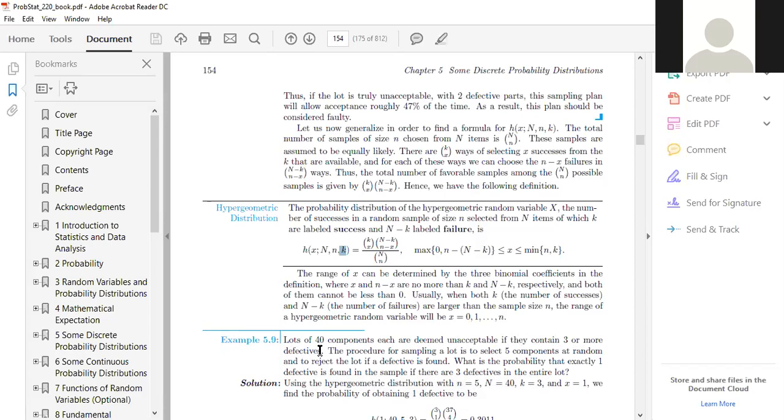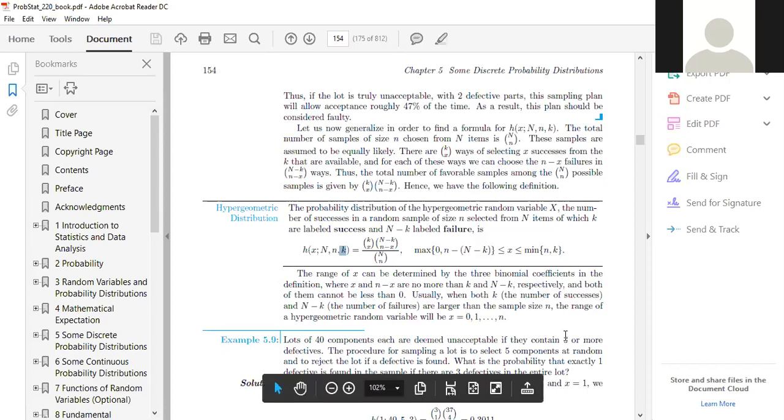No, not acceptable. But in which case is it not acceptable? It is not acceptable when the lot contains 3 or more defectives, right? So please keep this in mind, that small k equals 3 in this particular example. The procedure for sampling a lot is to select 5 components at random. Now, out of this 40, you are going to select 5 components at random, meaning my small n equals 5, and to reject the lot if a defective is found. Okay, what is the probability that exactly 1 defective is found? Meaning my x is equal to 1. Exactly 1 defective is found in the sample if there are 3 defectives in the entire lot. That is my k, 3 defectives in the entire lot.